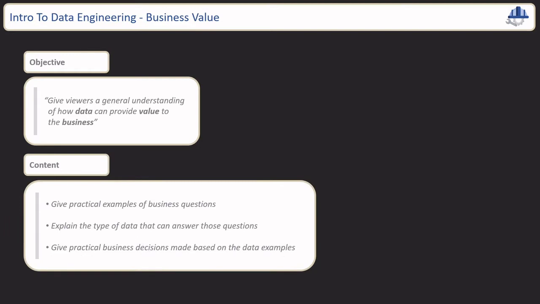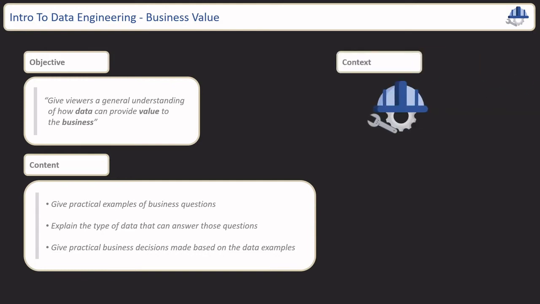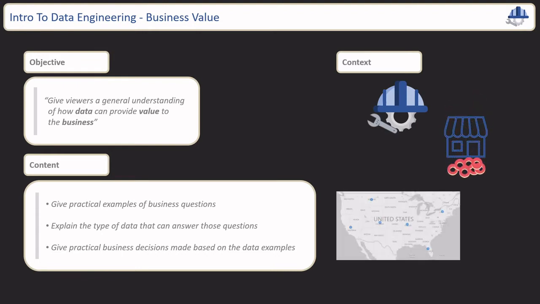Give practical examples of business questions, explain the type of data that can answer those questions, and lastly, give practical business decisions made based on the data examples. So let's set the context. You are a data engineer working at a company that sells bagels. And at this company, there are multiple locations across the United States. And within this company, there's also a database that stores the data about product and sales.